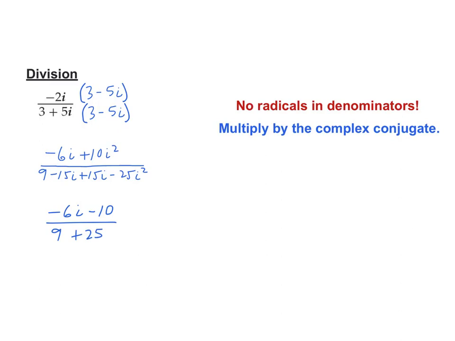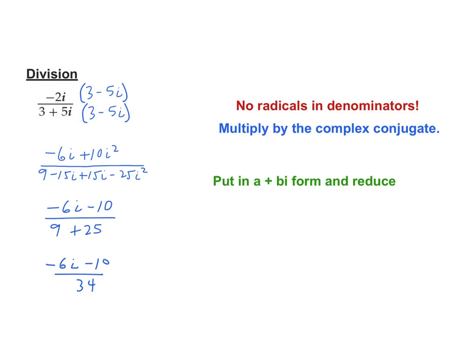One more step before we're going to separate it into its own fractions. So here's where I'm at right now. -6i minus 10 over 34. Okay, I'm not quite there yet, so relax. Because here what you have to do is put it in a plus bi form and reduce. Clearly it's not in that form right now. Notice here the denominator is now a real number. I no longer have radicals in the denominator, and that's what's supposed to happen when you multiply by the conjugate.